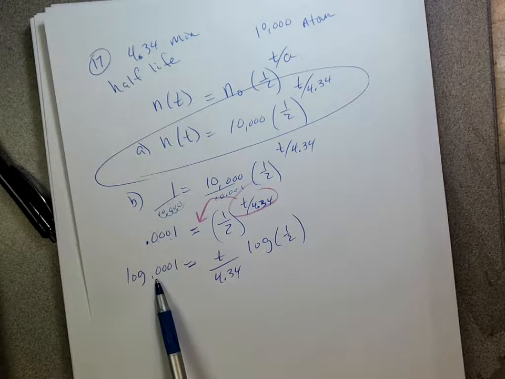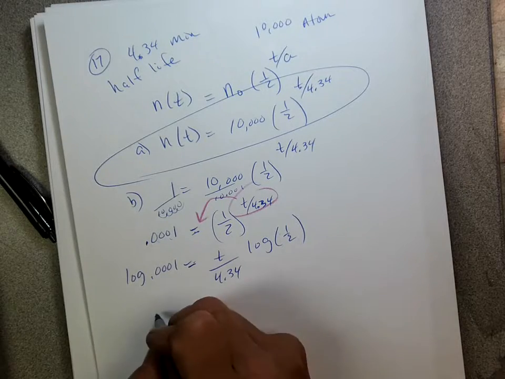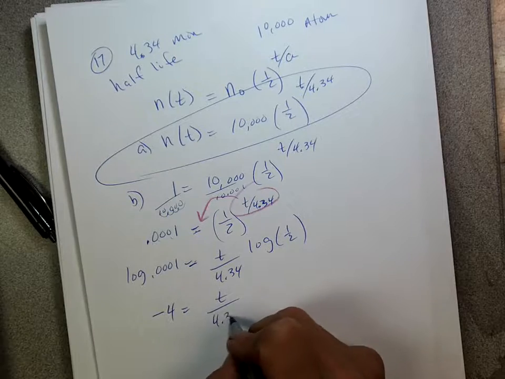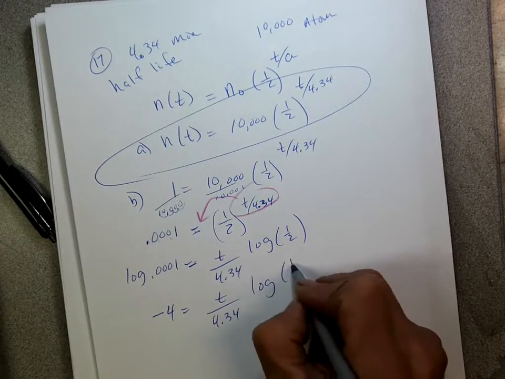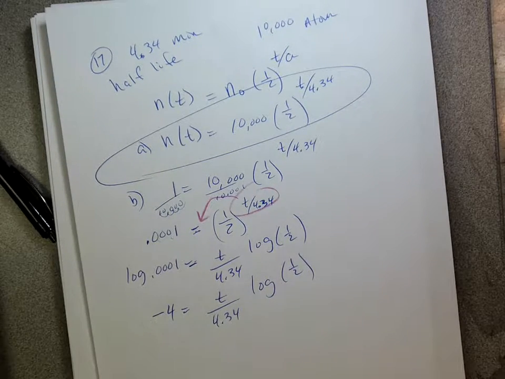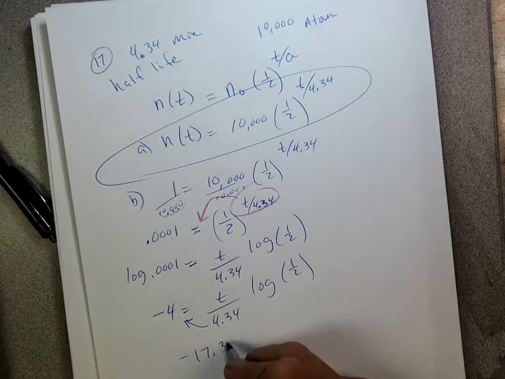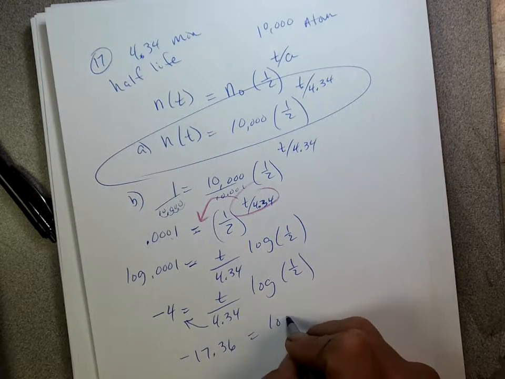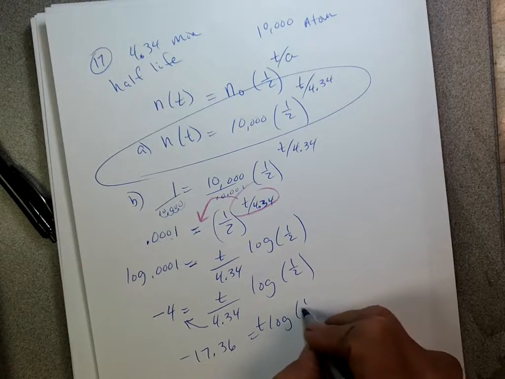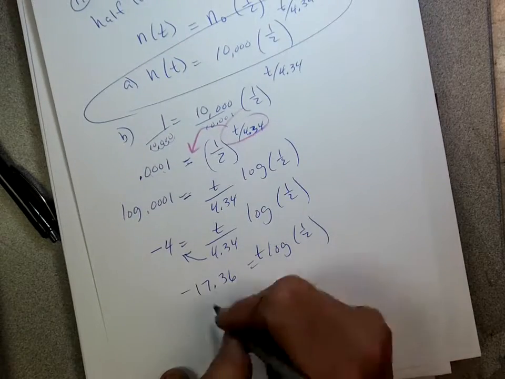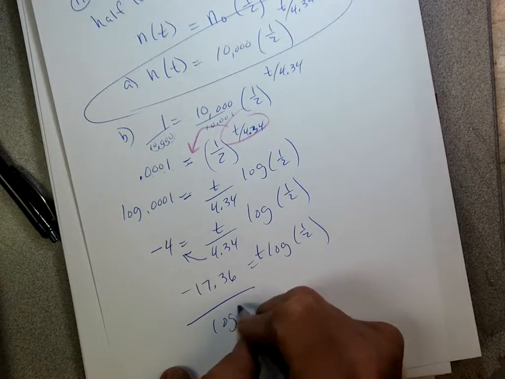Now, from here, this is actually a really easy number. This is just plain old -4. Check it out on your calculator if you don't believe me. So -4 equals t over 4.34 times log of 1/2. Multiply that up by 4.34, and I get an answer of -17.36 is equal to t times log of 1/2. Divided by log of 1/2.